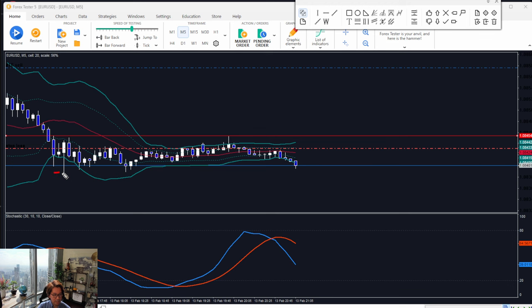But if it breaks the support level bearish, then that means it continues bearish. So I continue to follow again. So let's see how it plays out.